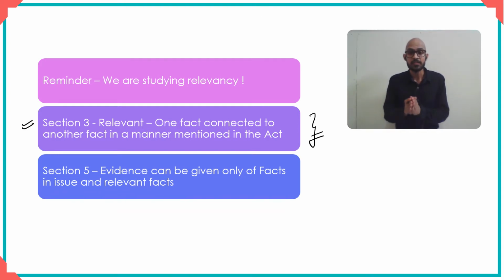So relevancy is a connection between two facts, right? It's a relationship between two facts. So one fact is said to be relevant to another. That means to understand what relevancy is, we need to understand that there is a relationship, and a relationship implies that there will be more than one fact. Very important point. Second thing, what is section 5?